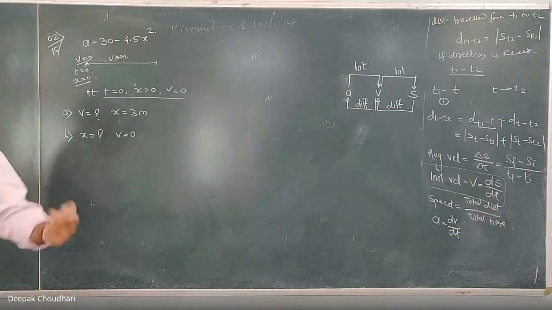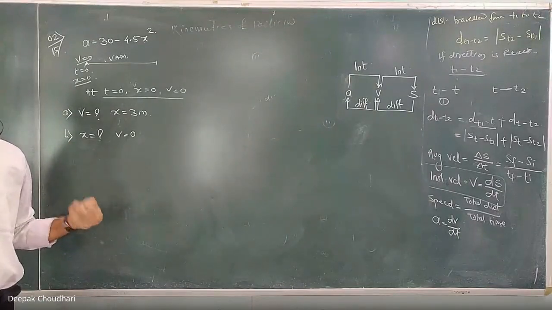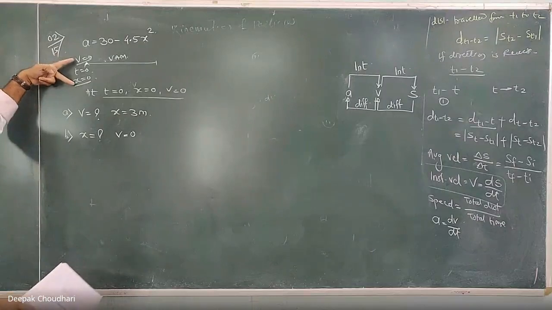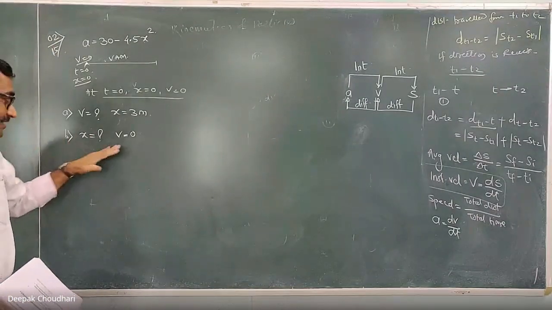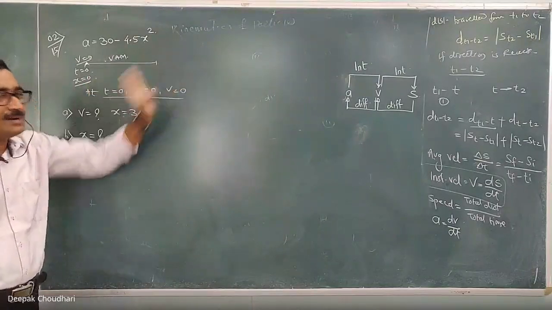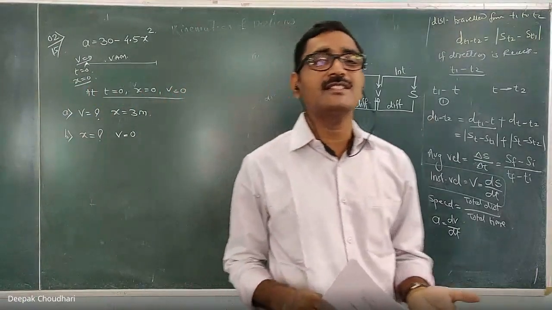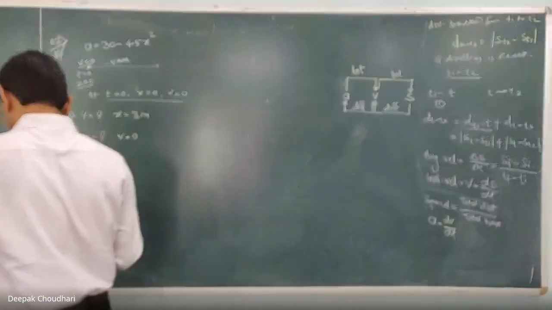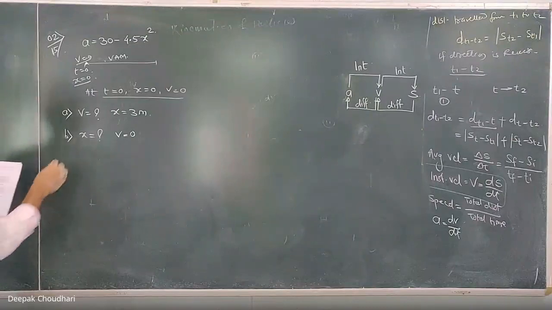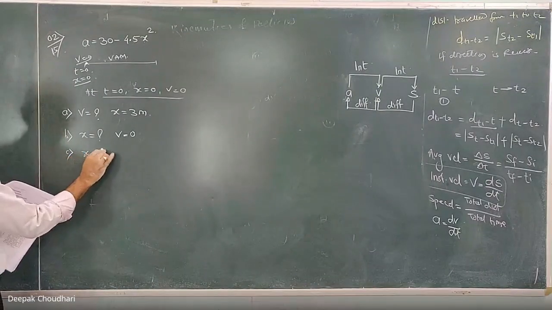The word is "again". If they only gave "find out the displacement when velocity is 0", then this is the answer: at x equal to 0, v equal to 0. But it is asked again, so after this there comes another situation. At what displacement, at what position, is there a situation when velocity becomes 0. So you have to calculate the displacement when velocity is 0. Here in part C, you have to find out the position.